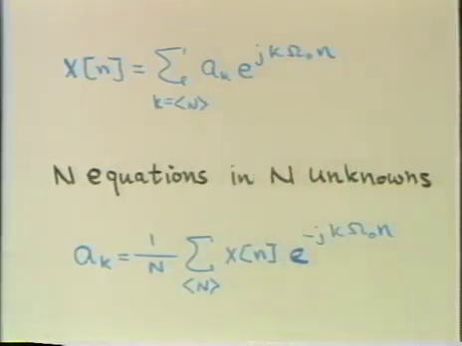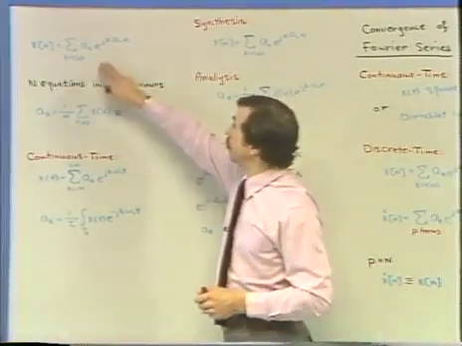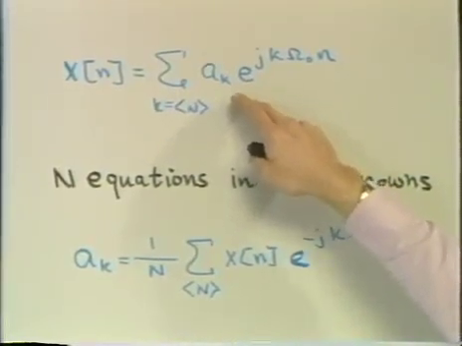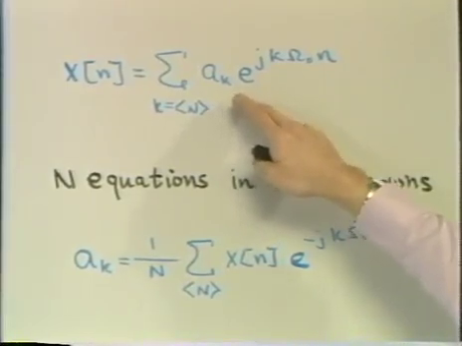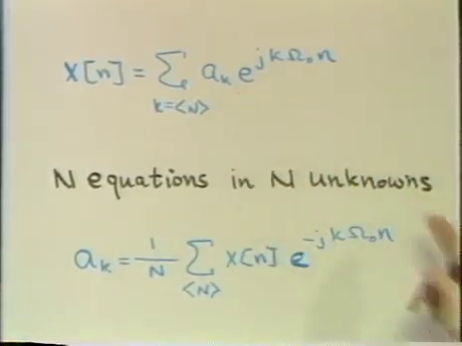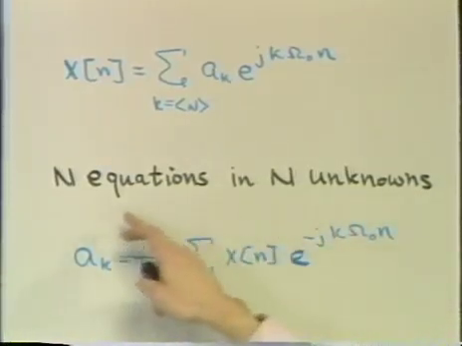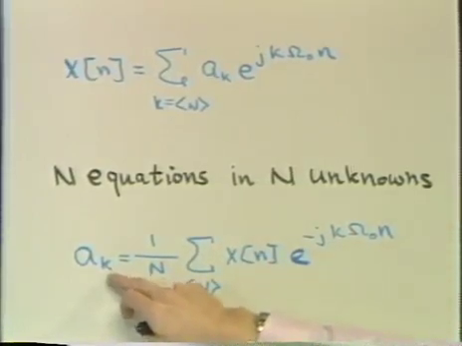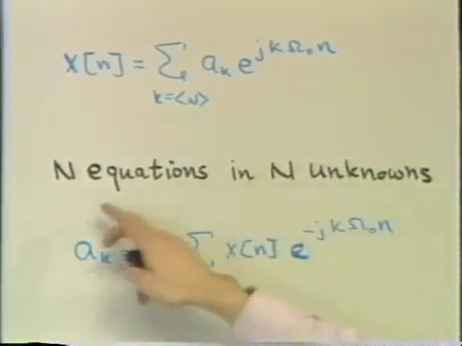Well, it turns out that there is a nice convenient closed form expression for that, and if we evaluate it through any of a variety of algebraic manipulations, we end up with the analysis equation. The analysis equation, which tells us how to get the coefficients a sub k from x of n, is what I've indicated here.